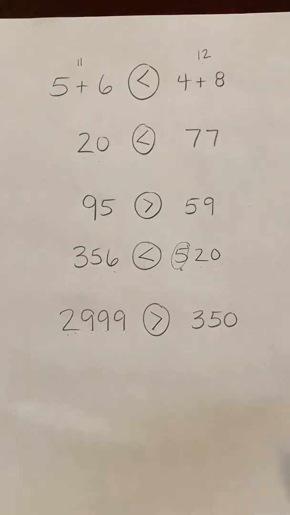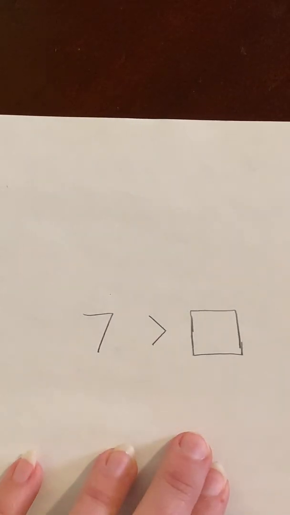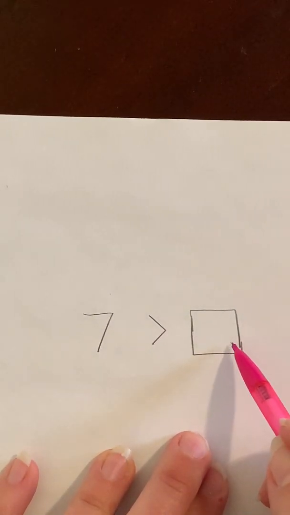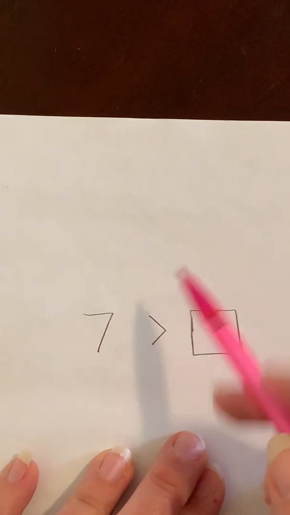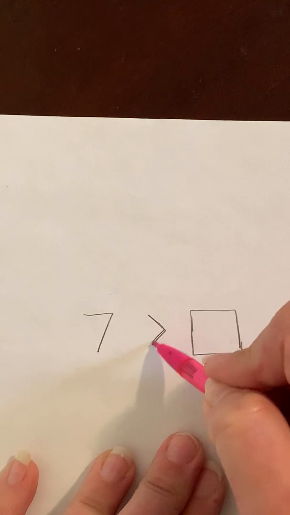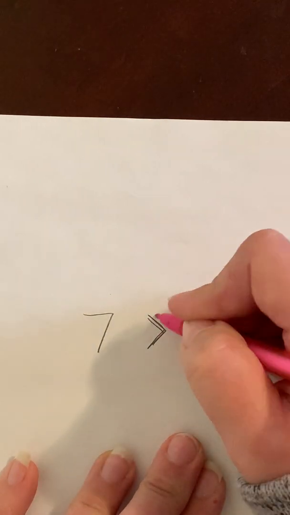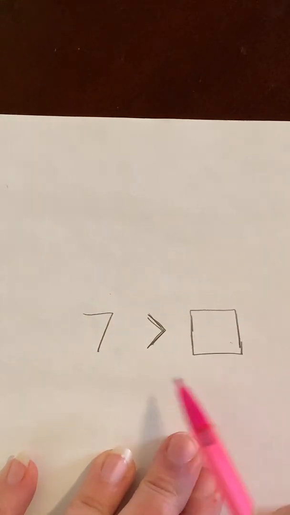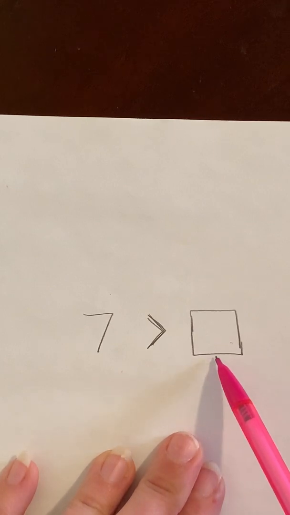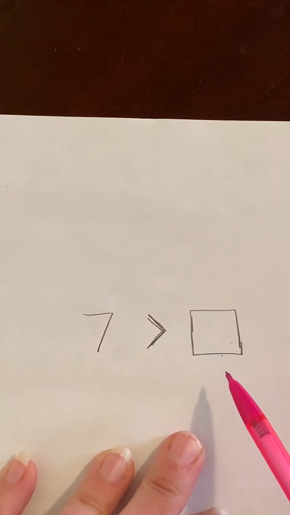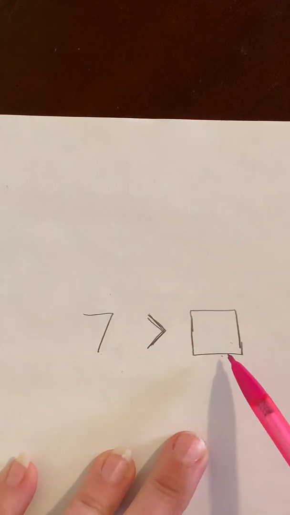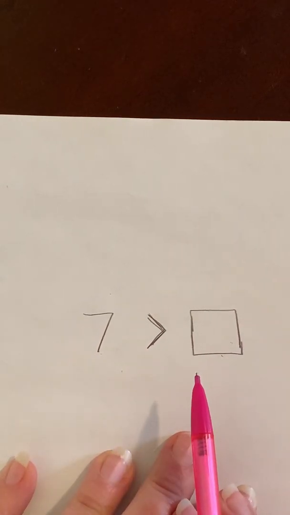Now, I want you to turn your paper over. So you have this problem. This time, we're going to think of our own number to make the sentence true. 7, our Pac-Man symbol, our greater than symbol, is facing the 7. So that means the number that's going to go in our box is definitely going to be less than 7. What number could you use to fill in?